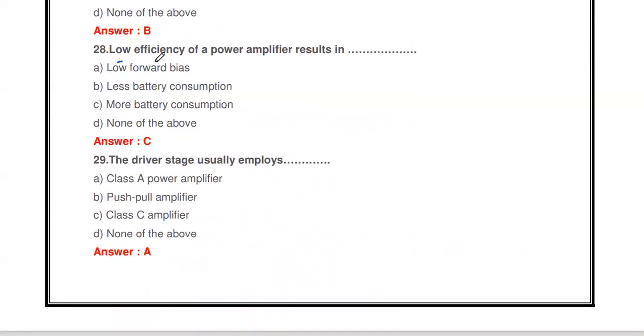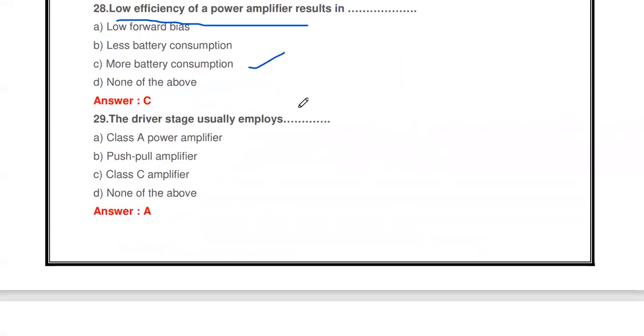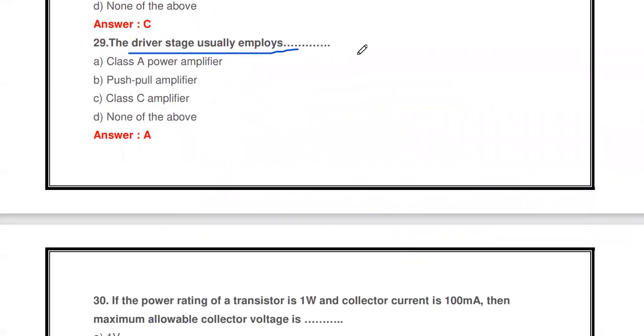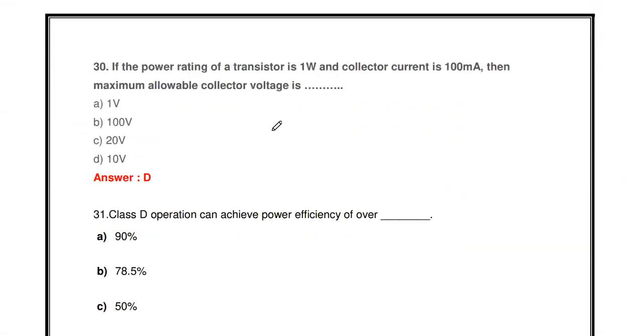The next one: the low efficiency of a power amplifier results in dash. The low efficiency results in more battery consumption. Then the driver stage usually employs dash. The driver stage usually employs the class A power amplifier. The driver stage usually employs class A power amplifier.